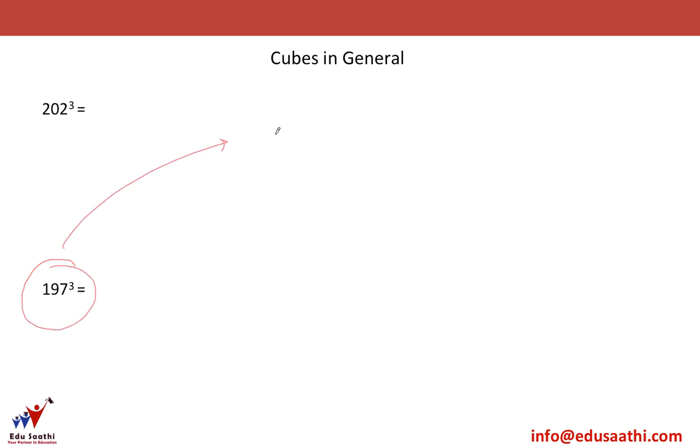So let's find the cube of 197. The formula says n square into base plus 3x slash n into 3x square slash x cube. So I have base is equal to 200, I have x is equal to minus 3, and I have n is equal to 2. So let's start solving.